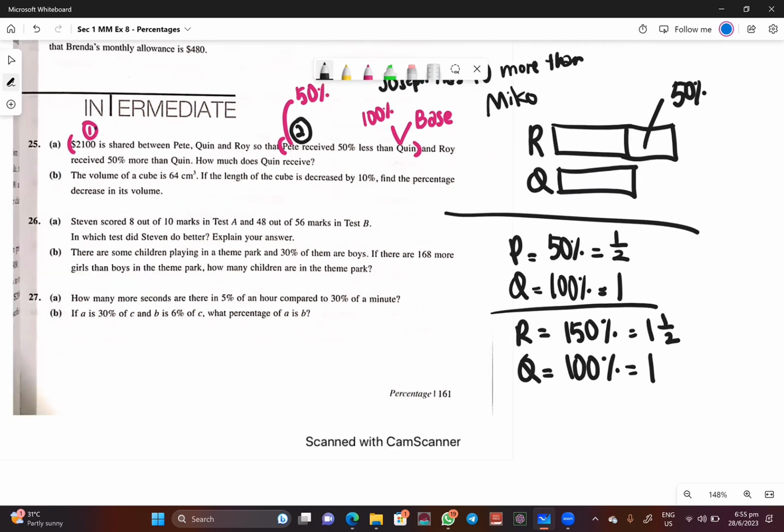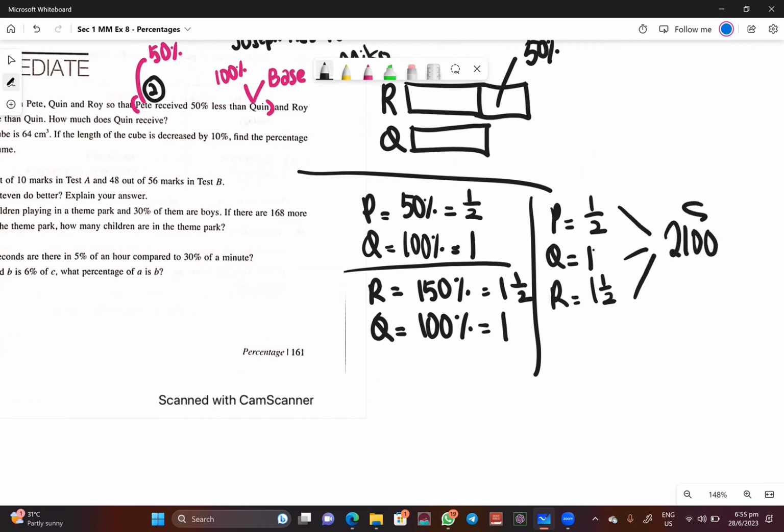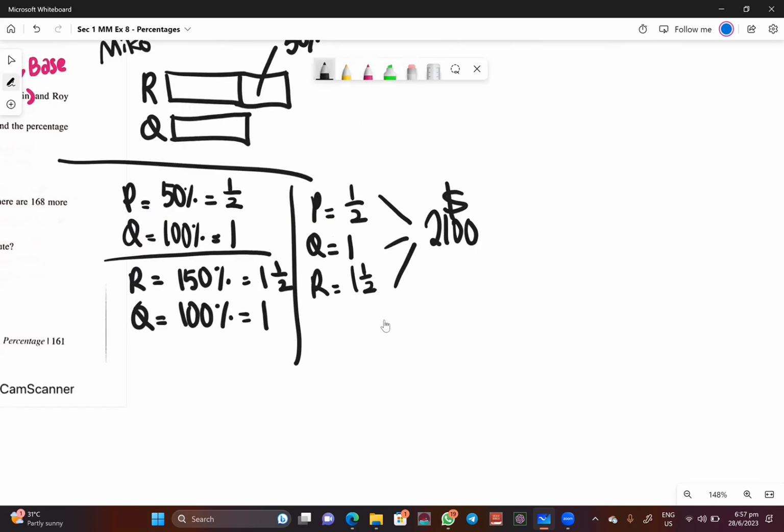Now, once I'm done with this, what I can see here is, do you remember that in the earlier sentence, it says that 2,100 is shared between Pete, Queen, and Roy? Do you all remember that? It means that since I know Pete is half, Queen is 1, Roy is 1.5. Do I have to write Queen again? No, don't need, because Queen is already there, correct? When I add these 3 up together, I get $2,100. Make sense? So 1.5 plus 1 is 2.5. 2.5 plus half, that's 3 units. So 3 units is actually equal to 2,100.